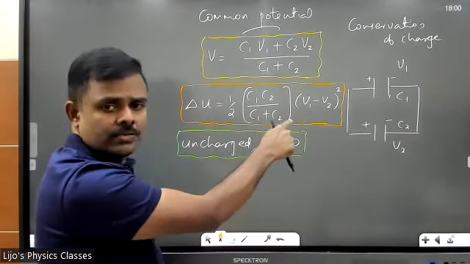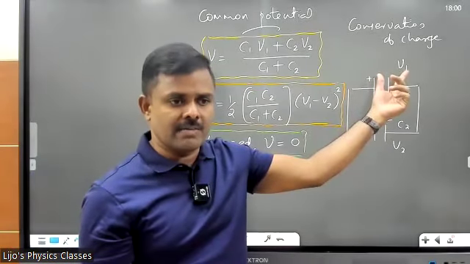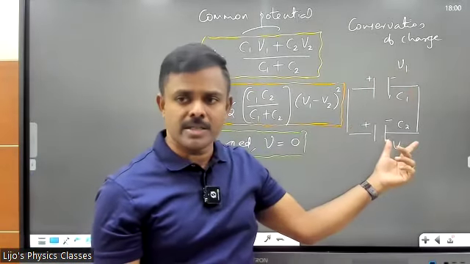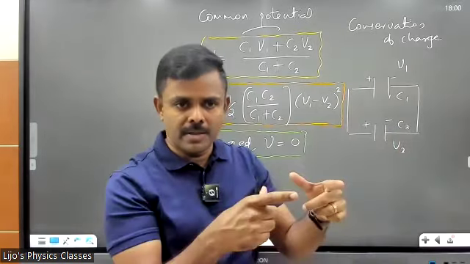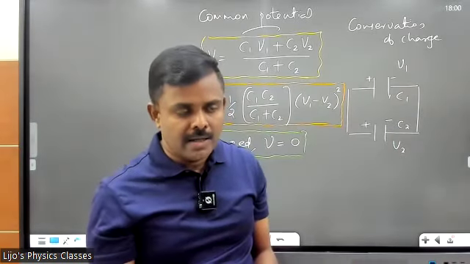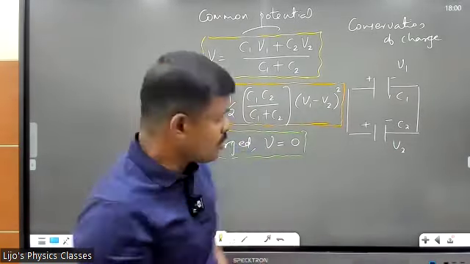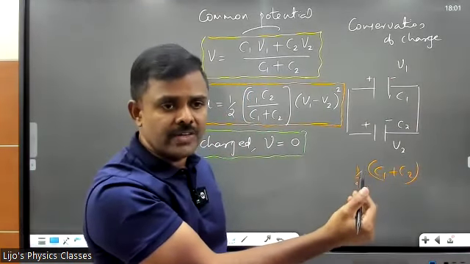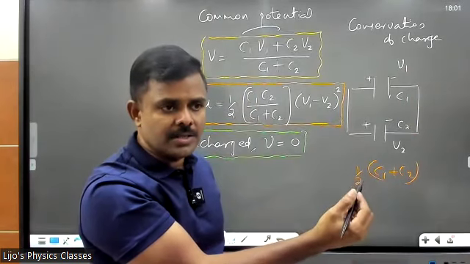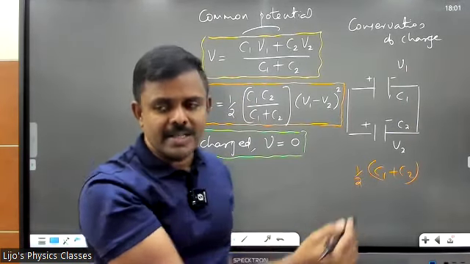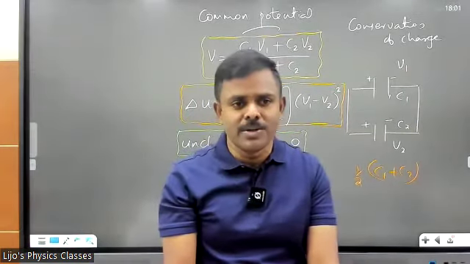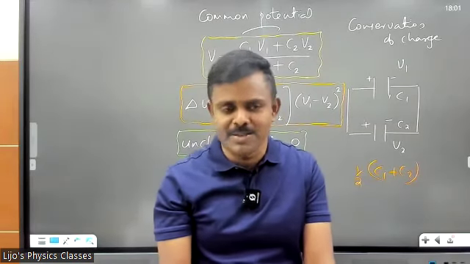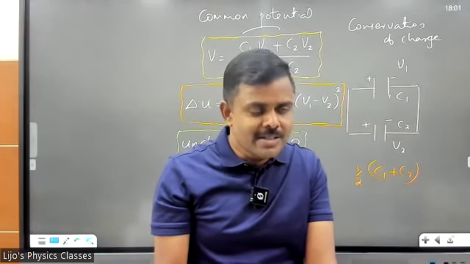You can derive this very easily. Try this at home. First, find the energy of this capacitor, half C1 V1 square. Then find the energy of this capacitor, half C2 V2 square. Add them up. That is the total energy. Then find the final energy. How to find the final energy? Half into C1 plus C2, as they are in parallel now. In parallel combination, effective is C1 plus C2. Don't you remember? Series combination: 1 by C is equal to 1 by C1 plus 1 by C2. Parallel combination: C1 plus C2.